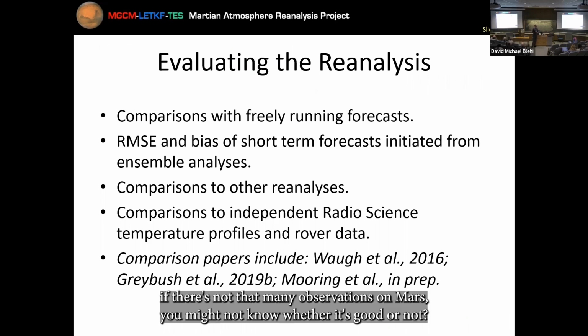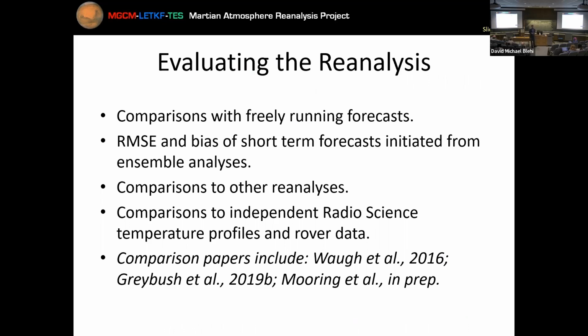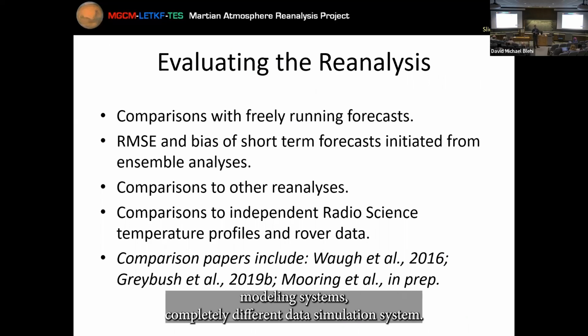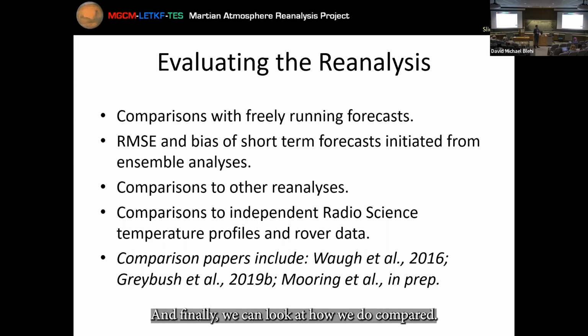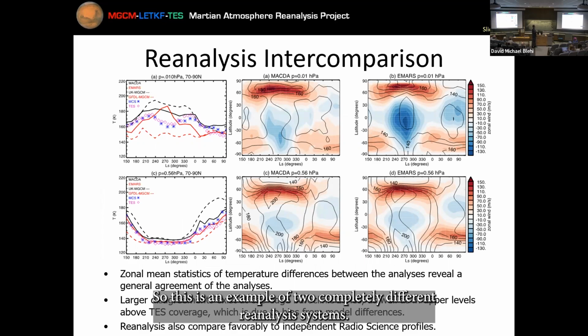You imagine if there's not that many observations on Mars, you might not know whether it's good or not. Well, we actually do have a number of independent observations on Mars that we can compare to. We could also compare to other systems that use completely different modeling systems, completely different data assimilation systems, and see how well we do. And finally, we can look at how we do compared to different systems and weather phenomena.